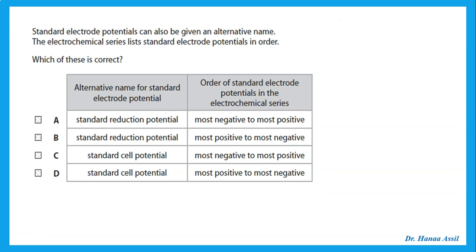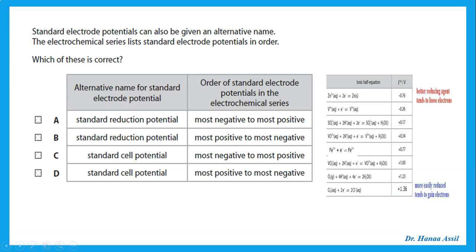Okay, standard electrode potentials can also be given an alternative name. The electrochemical series lists standard electrode potentials in order. Now, which of these is correct? What is the alternative name for the standard electrode potentials? Remember that the list that we have in the data booklet is the list of the standard reduction potentials. So it is given the name standard reduction potentials.